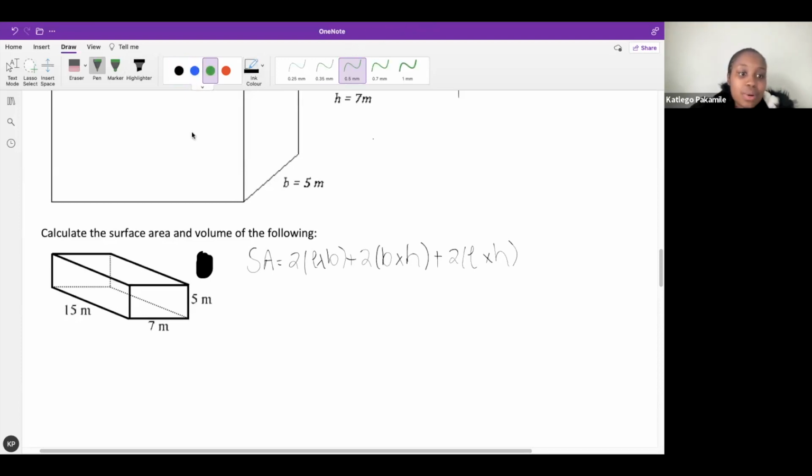Now, guys, before we go anywhere, I need us to label our dimensions, okay? Which one is my length? That is the only way we are to make sure we are multiplying the right things.